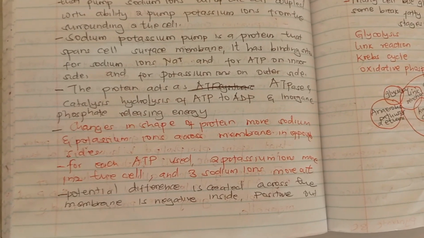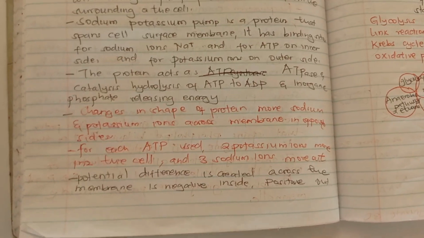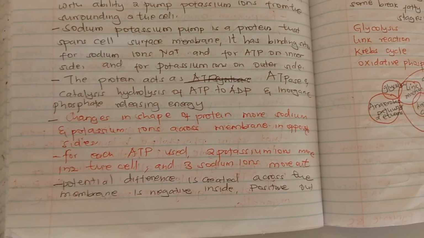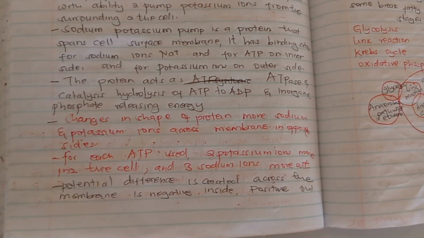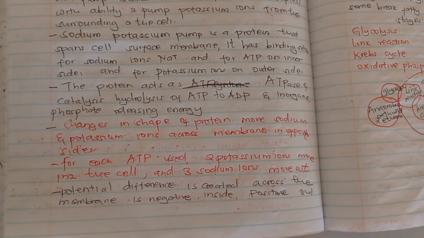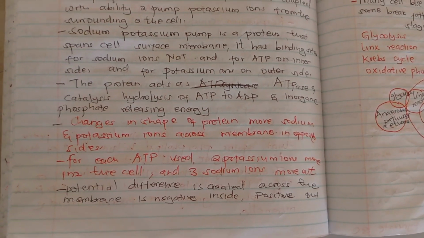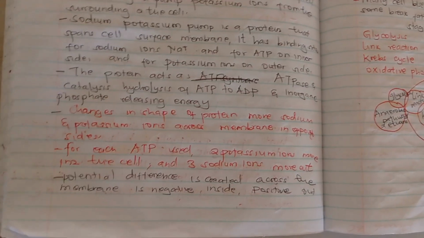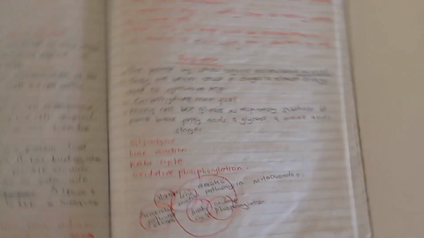to ADP, and then a phosphate group is released. In the process, energy is also released. The changes in the shape of the protein move the sodium and potassium ions across the cell membrane in opposite directions. So for each ATP used, 2 potassium ions move into the cell and 3 sodium ions move out of the cell. And therefore a potential difference is created across the membrane because it is negative on the inside and positive on the outside.